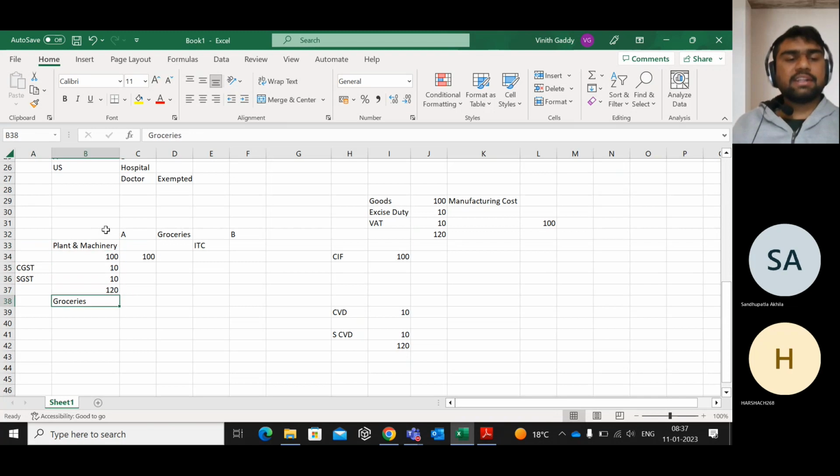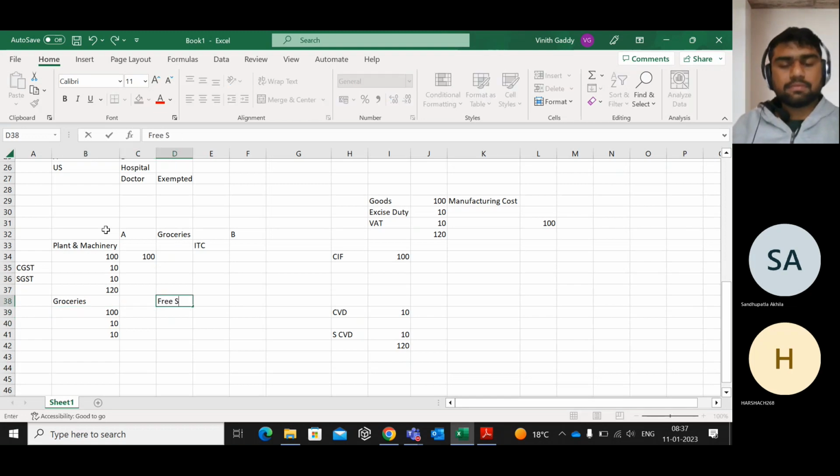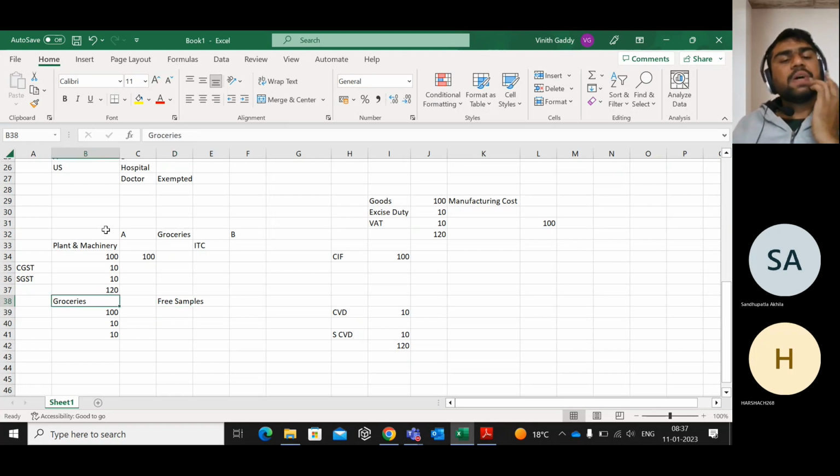One is the plant and machinery, and another is grocery. How groceries are relevant: he will purchase for 100 rupees with 10 rupees CGST and 10 rupees SGST. He will give it as a free sample, with no consideration. The definition of supply says it should be for consideration; here there is no consideration, so no supply. You should not think like that. As Schedule 1 includes supply of business assets on which input tax credit has been availed, even if made without consideration, it is treated as supply. Okay, that is point number one.